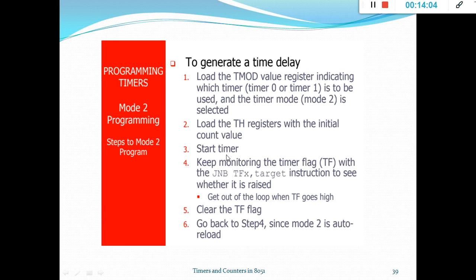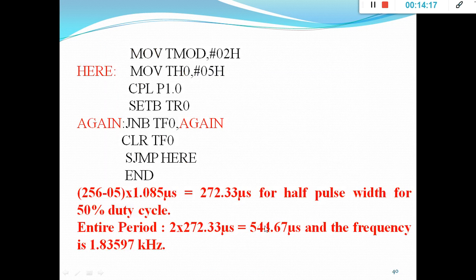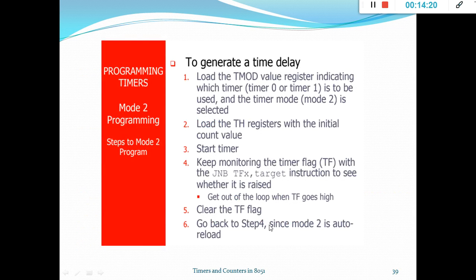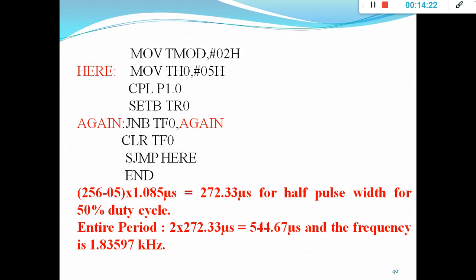By using TR0, I will monitor the TF flag until it becomes 1, in the same loop. When it becomes 1, it is going to clear that flag. If you want to repeat the same procedure again, you have to go to step 4. Okay, so for that, this is a program.